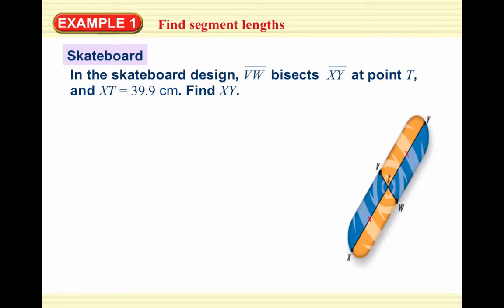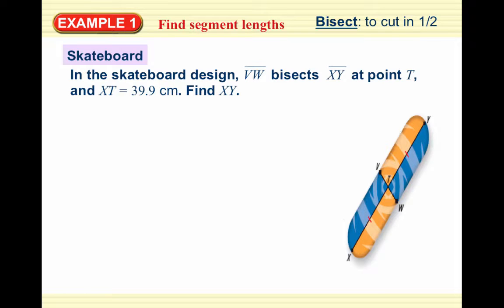In a skateboard design, VW bisects XY at point T. So bisecting something means to cut it in half. So if we know that XT is 39.9 centimeters, we want to find what the total length across is.